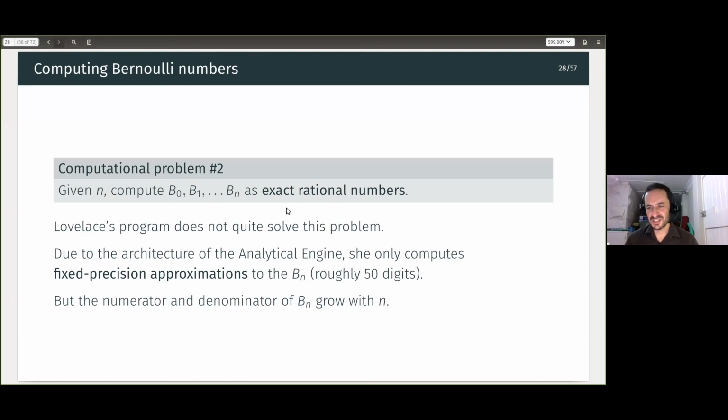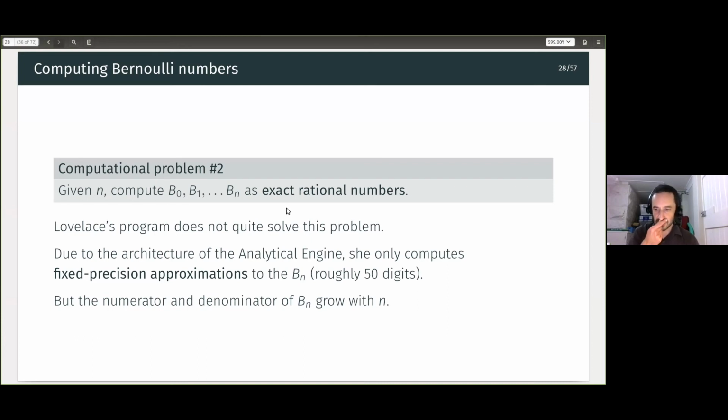Interesting, by the way, that it's 50 digits. To the modern programmer, that seems like a lot. I mean, I'm used to 16 digits, which is the traditional double precision. I don't know why he went for 50, but anyway, that's what it does. But the program doesn't compute them as rational numbers because the numerator and denominator of these Bernoulli numbers grow with n.